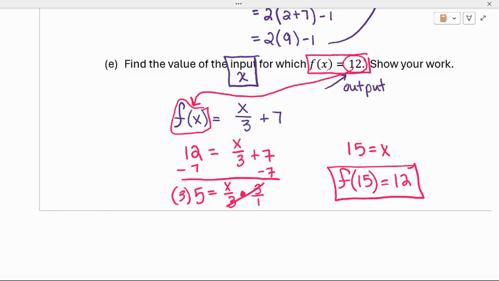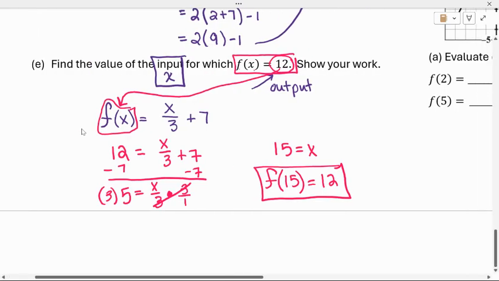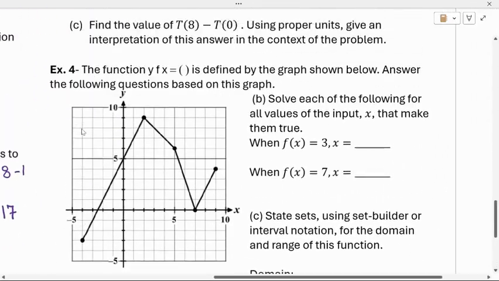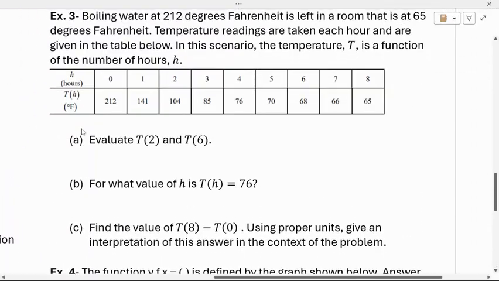When your input is what? 15. How nice is that? Okay? How nice is that? So your calculator understands function rules. All right? It is magic. Okay. We're almost done. Almost done. Move over to the question number 3.